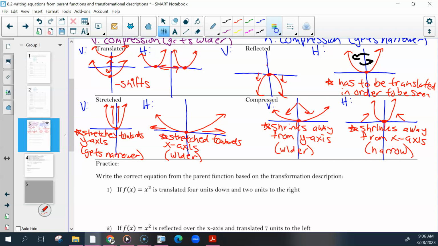So when we see the words translated or shifted, reflected, stretched, compressed, we need to be thinking of these visuals in our minds. Or if you have your calculator, you could easily graph it for some of them. But some you won't be given graphs, and you'll have to know what those transformations look like so we can write the equation. Do you have any questions so far before we do some actual practice?